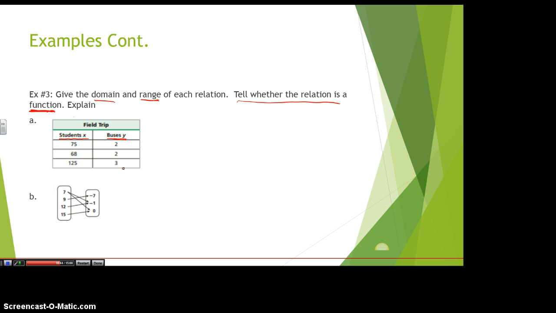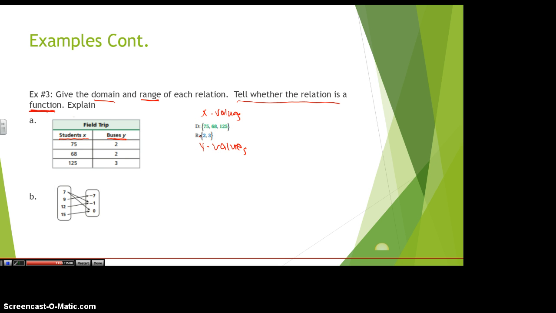So how can I write the domain and range of this? Well, here we go. The domain, we write our X values, right? My X values are 75, 68, and 125. Write them in that order. They do need to be in the brackets. And then my range are my Y values. So when I look at my Y values, I have 2. You don't need to write 2 twice. Since you have 2 twice, just write it once. 2 and 3. So here's my domain and range.